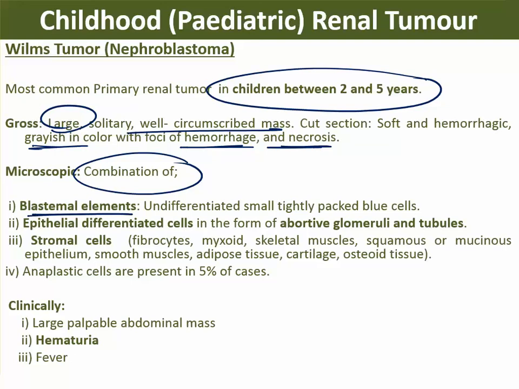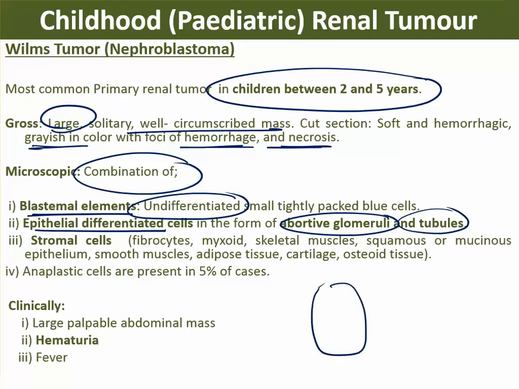Blastemal component means undifferentiated, highly proliferating cells. You will not see cytoplasm, only the nucleus; the cytoplasm is very thin. If they differentiate, they will differentiate into glomeruli and tubules. So on one side of the tumor you see undifferentiated cells, and on another side you will see glomeruli and tubules, and you will also see stromal cells, fibroblasts.